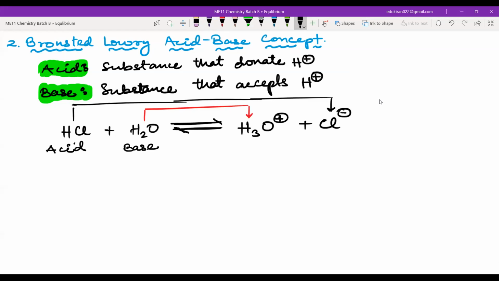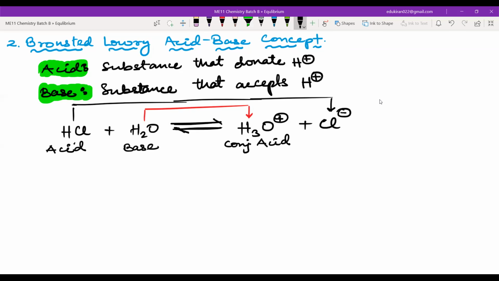Now tell me about H3O plus. This reaction can go backwards also. Just imagine that this is happening. H3O plus has changed to H2O now. So is it donating H plus or accepting H plus? Donating. That means it is now an acid. But since it is on the product side, you will write it as conjugate acid.